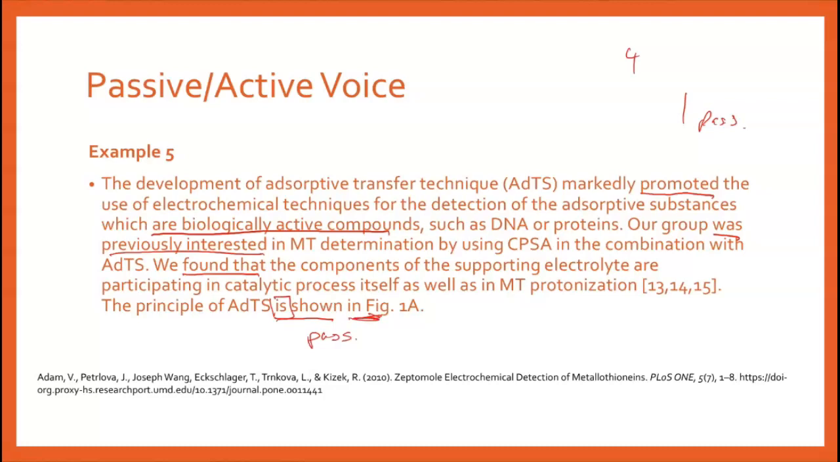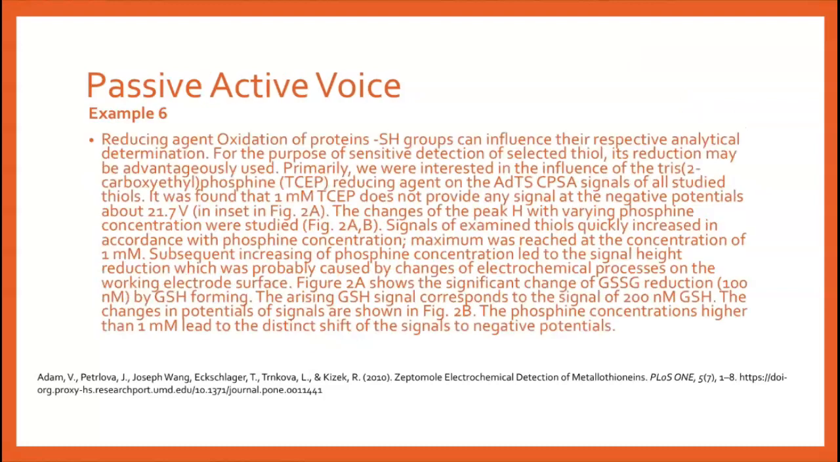So this is another great example of what I've just talked about in the previous slide. 3 sentences, 1 passive, that's amazing. Even if there were 2 passive, heck, even if there were 3 passive, I'll take any active voice in the method section that I can get. Let's look at the other example a little bit longer. Reducing agent oxidation of proteins can influence, so that's great.